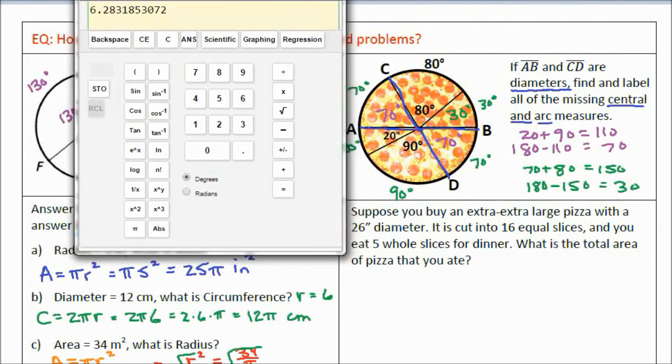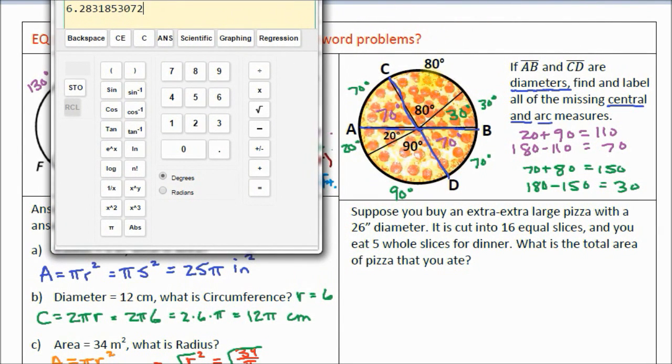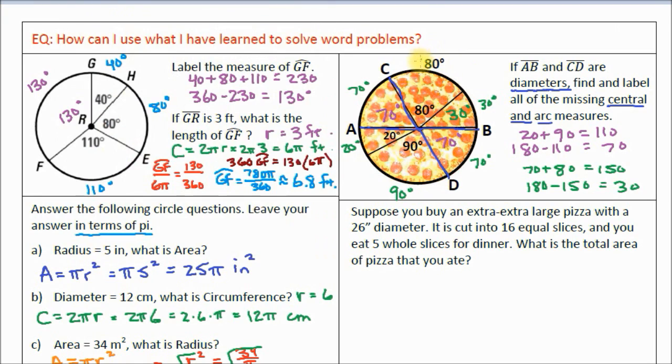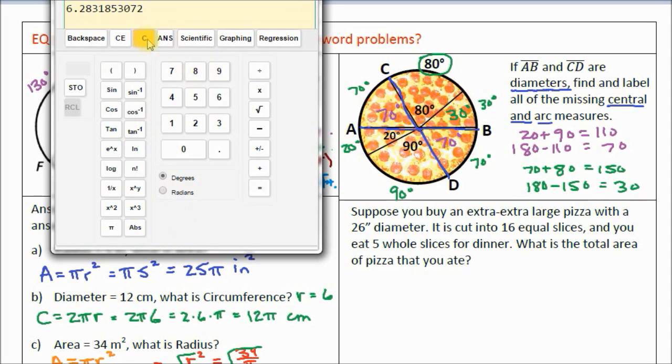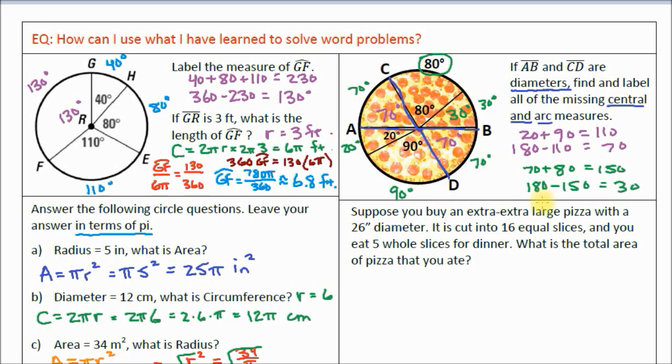I'll drag this over. I'll start with the 80 right here. Sometimes I'll circle that just to make sure I know where I'm starting from. So I'm going to start with 80, and I'll go clockwise. Plus 30, plus 70, plus 90, plus 20, plus 70. Let's take a look: 80, 30, 70, 90, 20, and 70. Press equal. It comes out to 360. That means I know I must have the proper arc measures. All right, so there's the first one done.